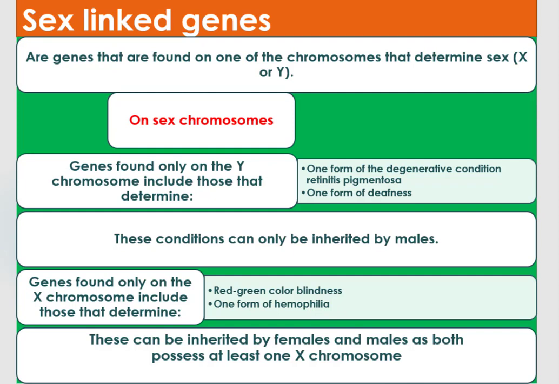Genes found only on the Y chromosome, as an example, include those that determine one form of degenerative condition, retinitis pigmentosa, and one form of deafness. These conditions can only be inherited by males. Genes found only on the X chromosome include those that determine red-green color blindness and one form of hemophilia. These conditions can be inherited by females and males since both possess at least one X chromosome.